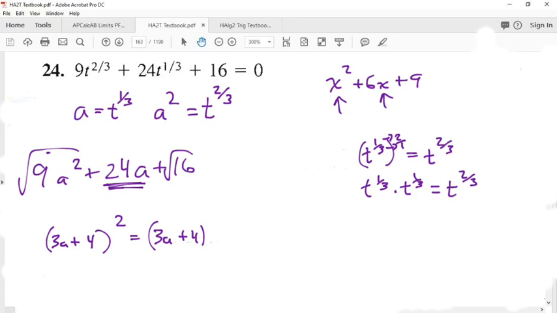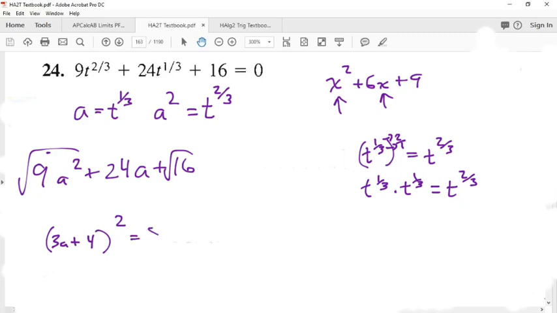Okay, so 3a plus 4, 3a plus 4. And if I multiply this stuff out, let's see what we get. We get 9a squared. That's that. And then 3a times 4 is 12a. 4 times 3a is another 12a, so that's 24a. And then 4 times 4 is going to be 16. Hey, look, we got the same thing. Isn't that exciting? That's not exciting? Come on, that's exciting.